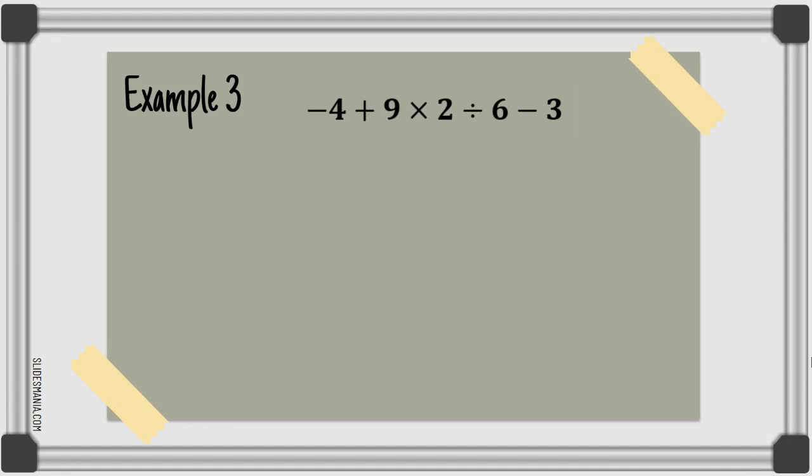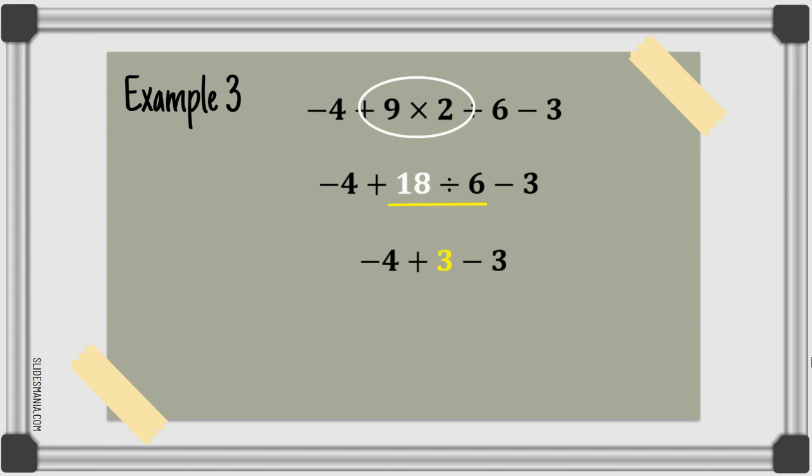No parentheses, no exponents, but I have a multiplication and division. So let's go left to right. 9 times 2 is 18. Now, the division. 18 divided by 6 is 3. So now go left to right. You get a final answer of -4.